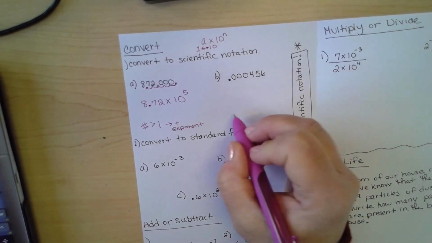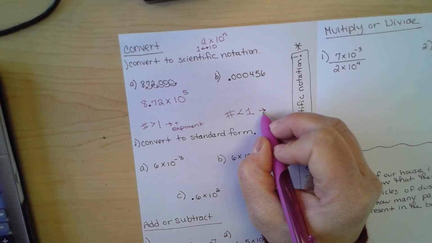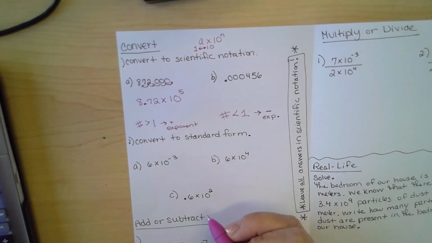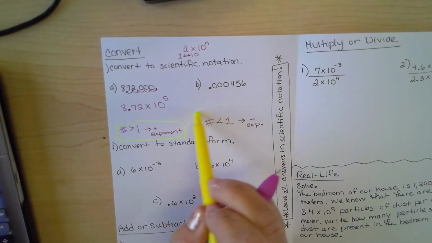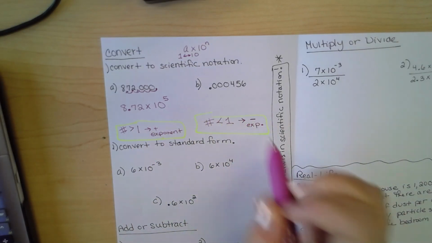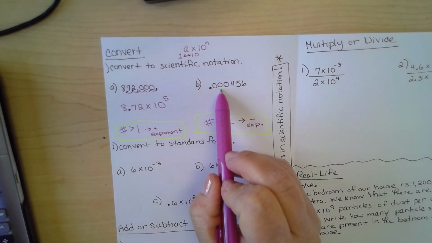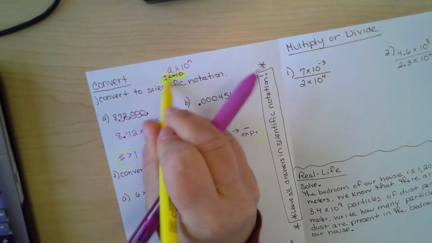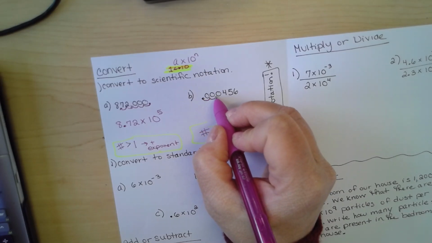This number for part B is going to be less than 1. That means our exponent is going to be negative. Okay, that's just some helpful tips. So again, if I'm asking to write this in scientific notation, it's currently not a number between 1 and 10. This is really what you need to remember: 1 and 10. So let's move our decimal so we can get a number between 1 and 10.